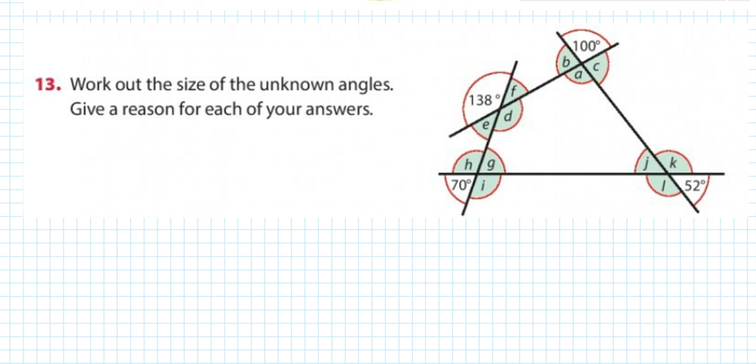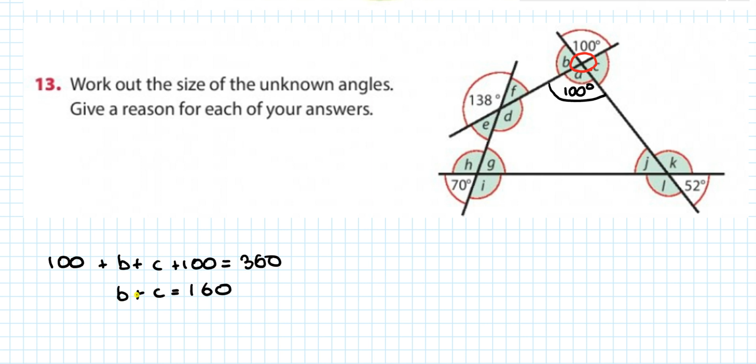And last question, I suppose we should look at vertically opposite angles. Because up here, I'm going to deal with this section first. Because I know there are two straight lines hitting each other, I know that the angle A is going to be 100 degrees. That's 100 degrees there because it's vertically opposite the other angle. I also know that here, they should add up to 360 degrees. So I know 100 plus B plus C plus 100 should equal 360 degrees. So that's B plus C should equal 160 degrees.